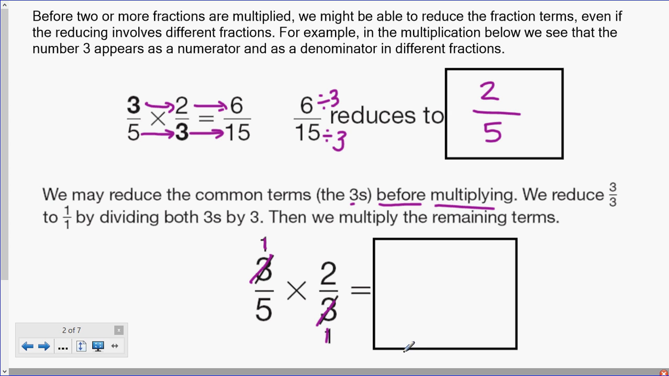Now we multiply the remaining terms. So 1 times 2 is 2, and 5 times 1 is 5. Notice we get the same thing, 2/5, but this way the terms were reduced before you multiply. And this way you had to reduce afterwards. So you might be asking yourself, okay, why would I want to do that? There's a couple reasons, and we're going to get to that a little bit later in the lesson, but I want you to start thinking about that now. Why might you want to do this, okay? And we'll talk about it officially in a little bit.